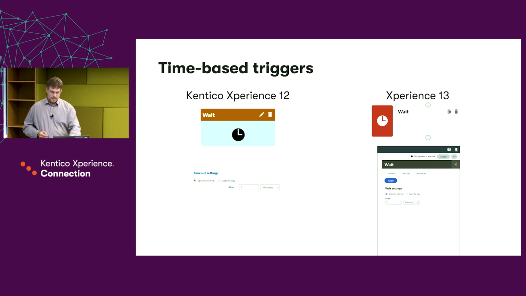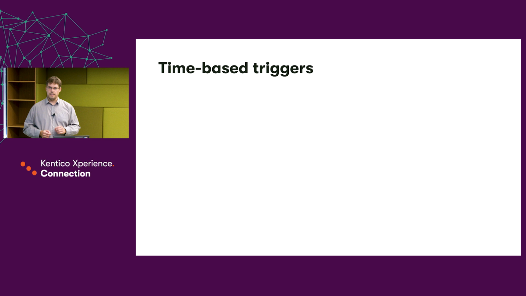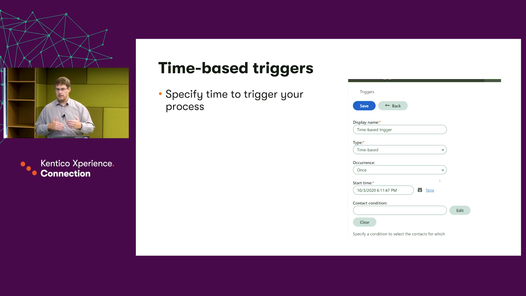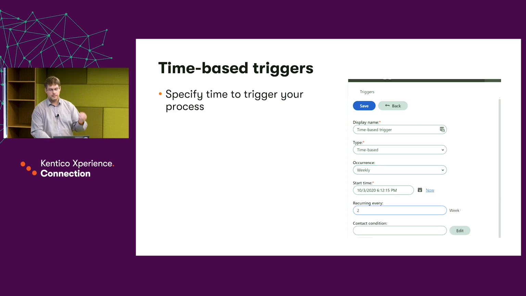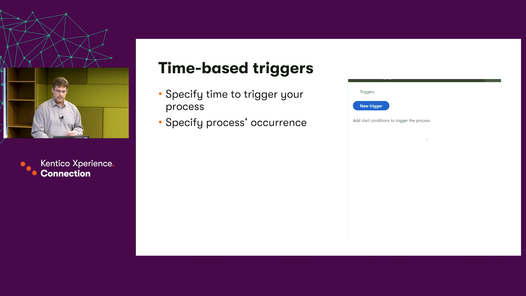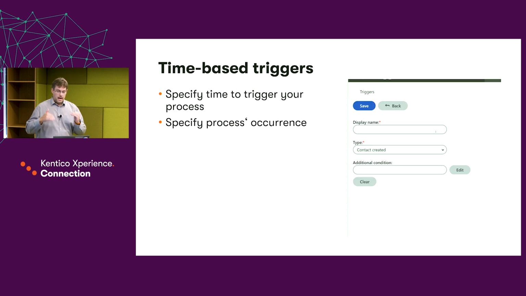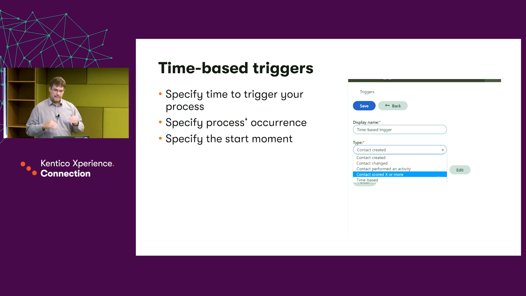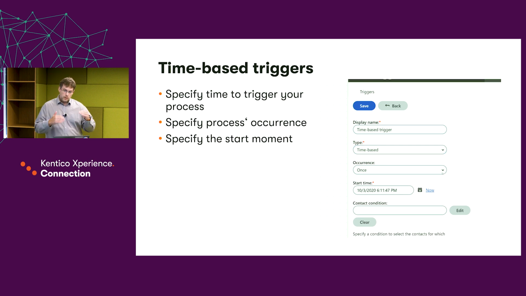And this is not all you can use in Xperience 13. Timing triggers are another feature. Let's say you want to specify a moment in time, sometime in the future, to start the process. You can do it. You can specify the trigger to start the process at a specific time. You can also specify how often this process will occur. And you can set what the specific date and time in the future will be to start the process.